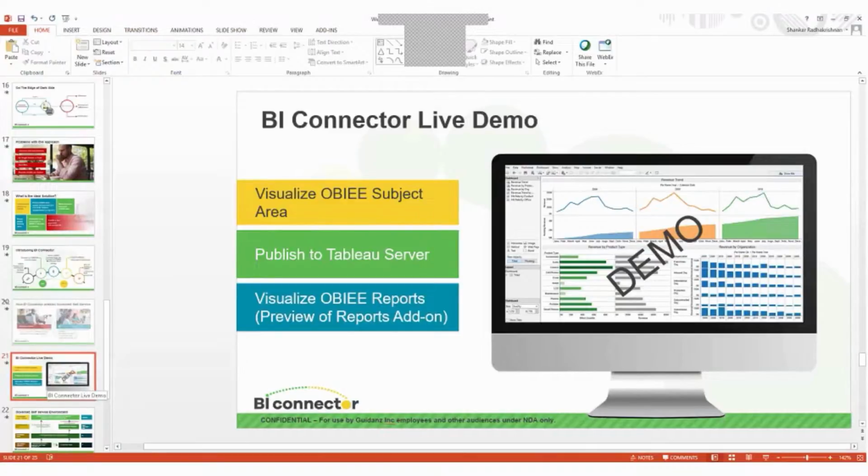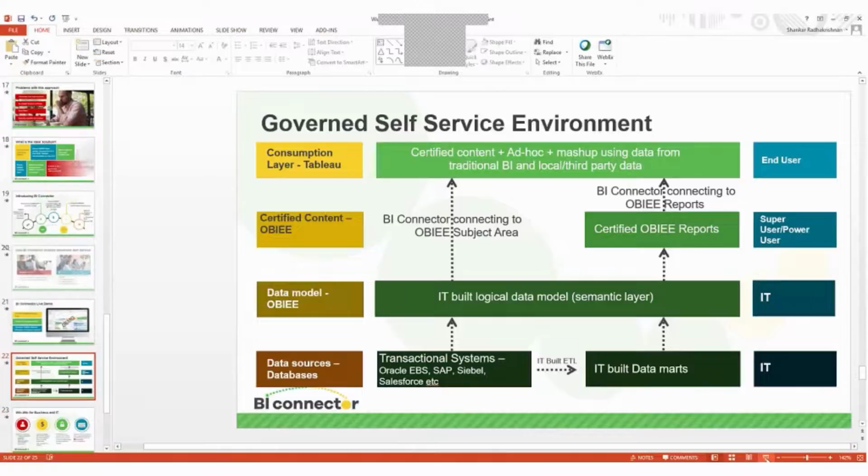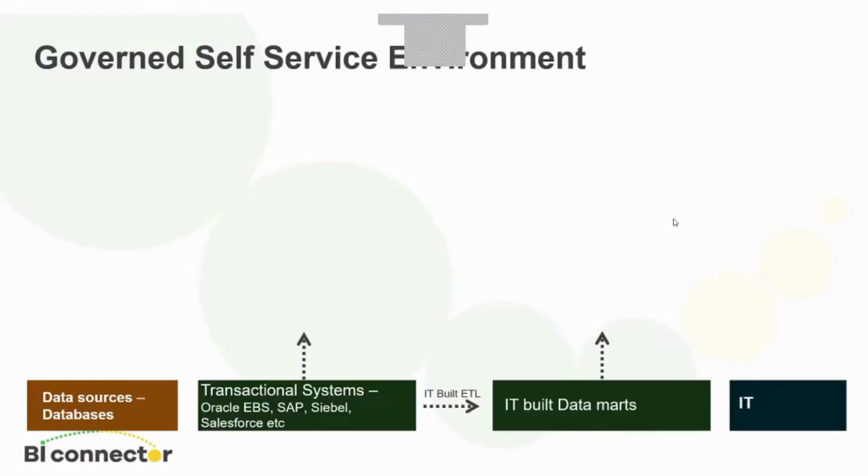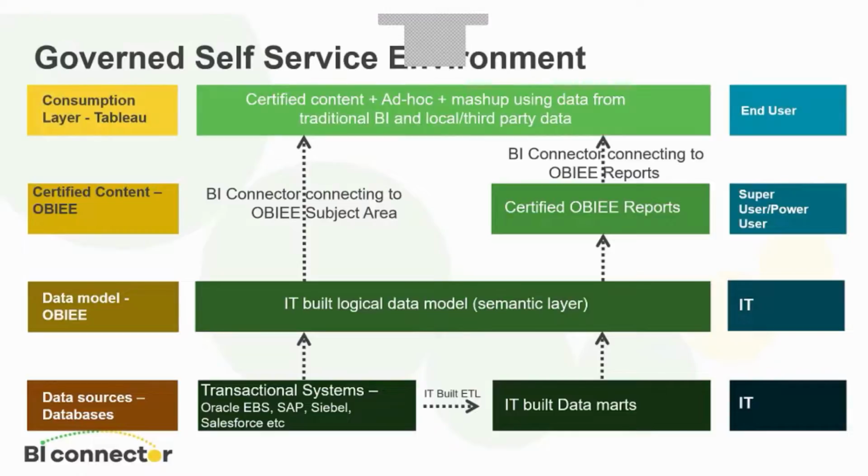You've seen how simple it is to visualize. You can create an OBIEE subject area as a governed data source. You've also seen how we can publish it through the Tableau Server. Now let's look at how this all fits in the form of a governed self-service environment. If you look at it from the bottom up, IT has gone in and created the data sources. They've pulled together the data sources which are very well defined, such as the transactional systems, whether it's Oracle, SAP, Siebel, Salesforce, etc. And then on top of that, they built the data model in the OBIEE, which provides this using the OBIEE's robust semantic layer and with the security models built into it.